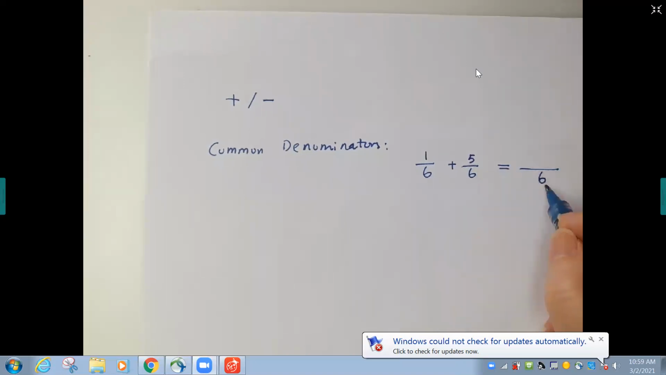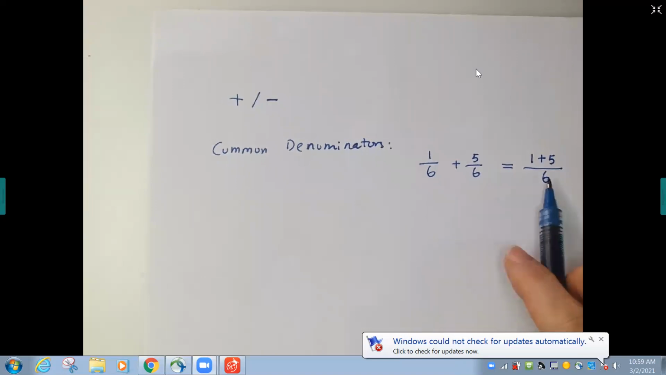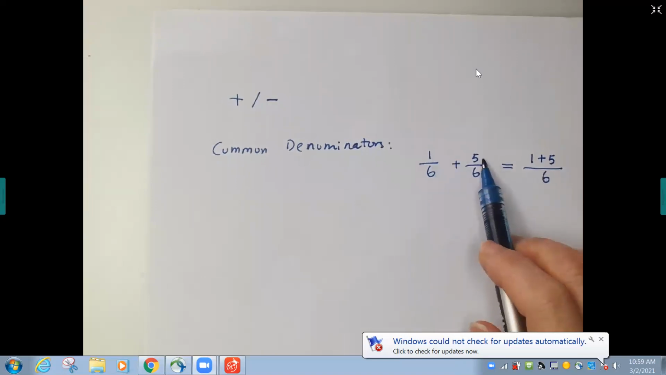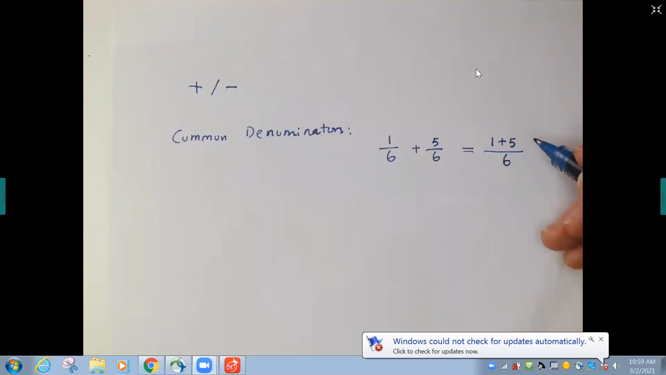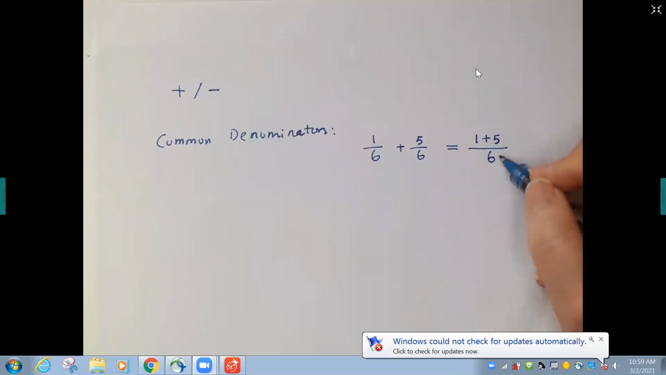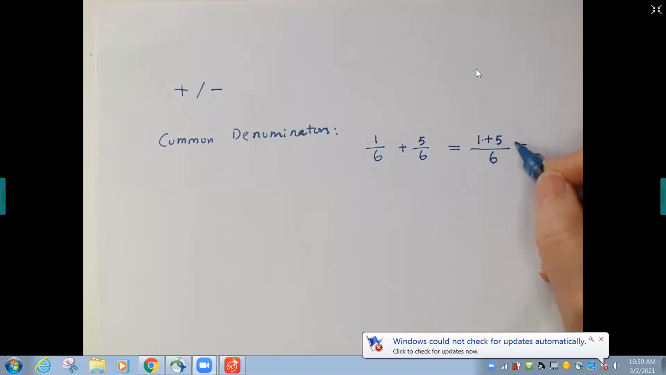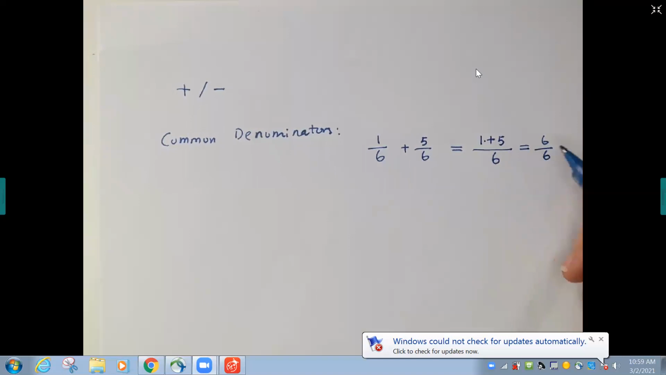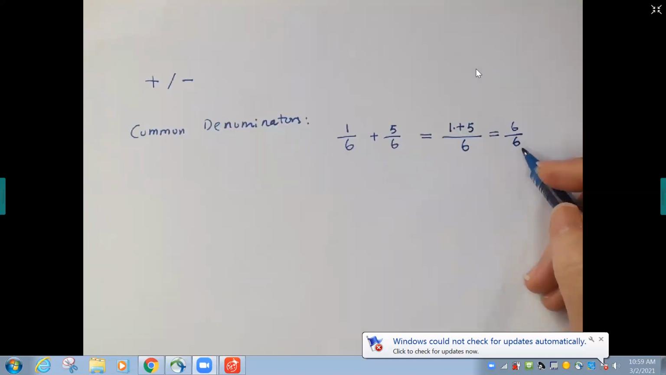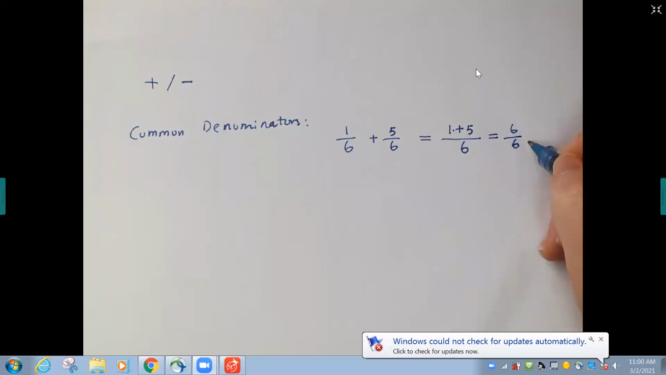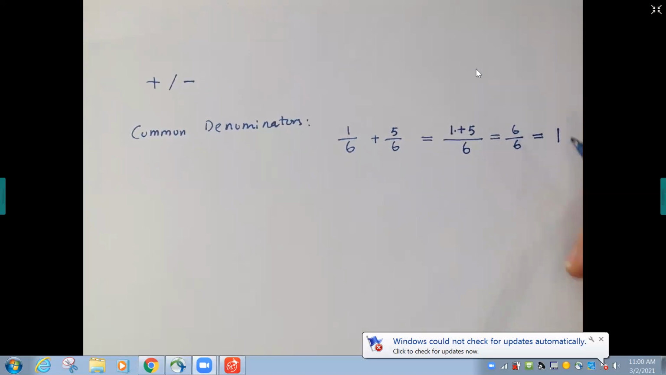6, 6, still 6. We'll add the two numerators, 1 plus 5. So keep the common denominator, add the two numerators, then simplify the numerator and denominator respectively. So numerator plus numerator, 1 plus 5, 6. 6 over 6. Can we leave this answer here? The answer is no. We have to simplify all rational expressions if possible. So 6 over 6, that's 1. The final answer is 1.